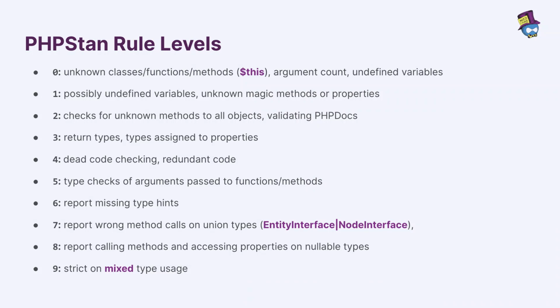So there's varying levels. I recommend that you always go to level 2, because at least at level 2, you will find undefined variables, and it checks unknown methods on objects. So if you want to cover your bases, use level 2. Personally, I would say aim for level 6, because that's when you get a lot more of the dead code checks and other goodies in there.